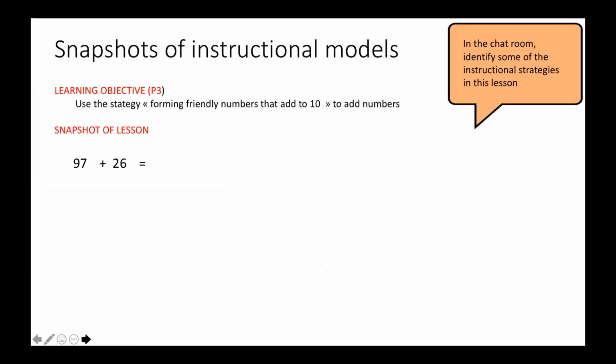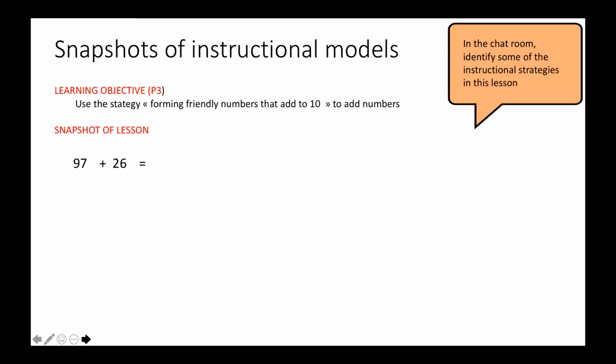So I'm going to give you two snapshots of instructional models. As I go through this, I want you to think of what are some of the instructional strategies that you see in this lesson, or how might you label the instructional model that's being used here. This first one, around a P3 class, is whether students are able to use the strategy of forming friendly numbers that add to 10 to add numbers.